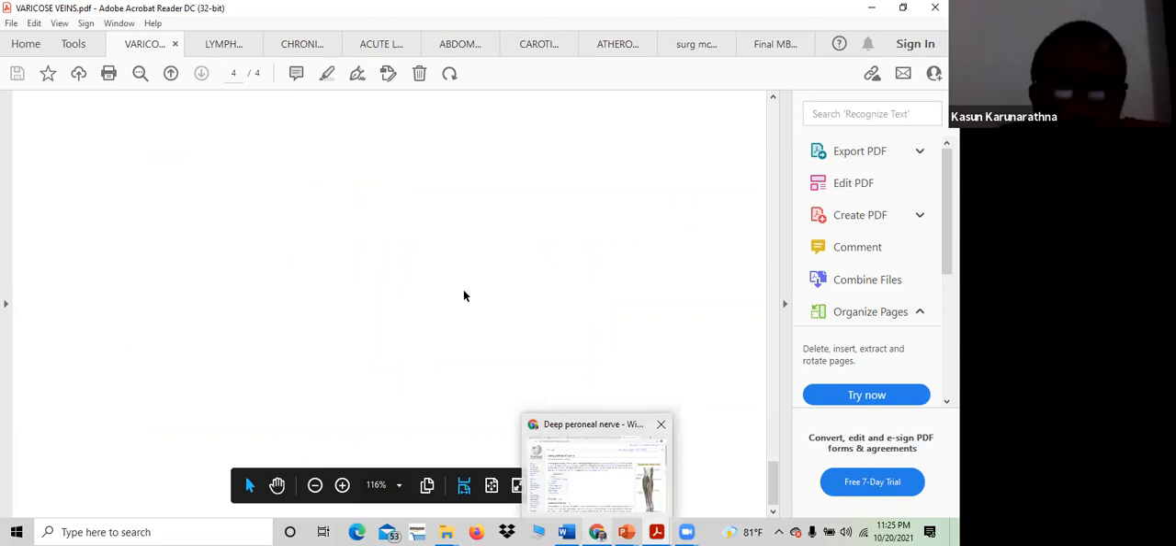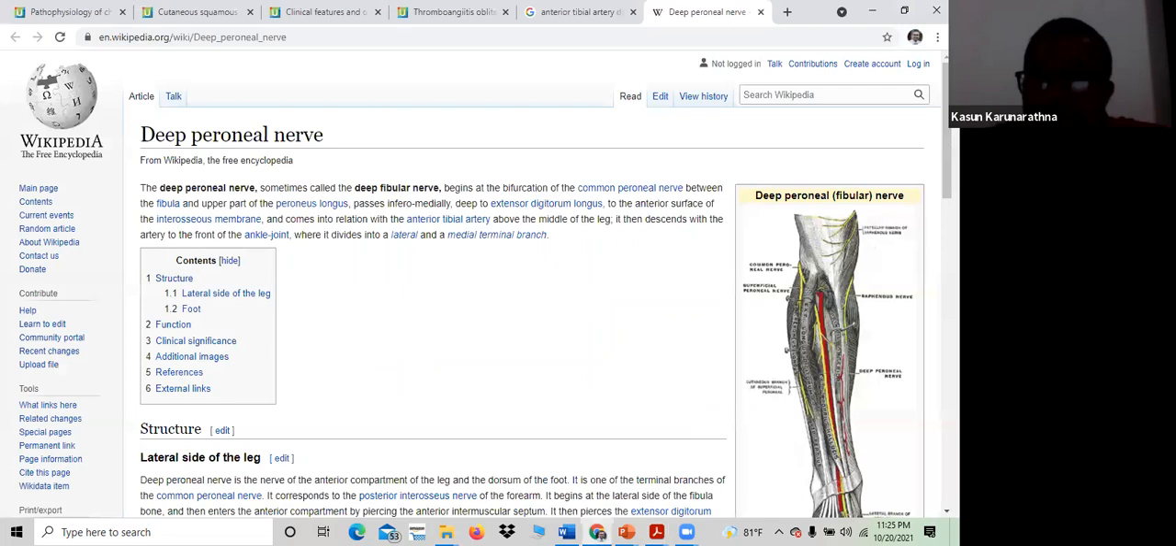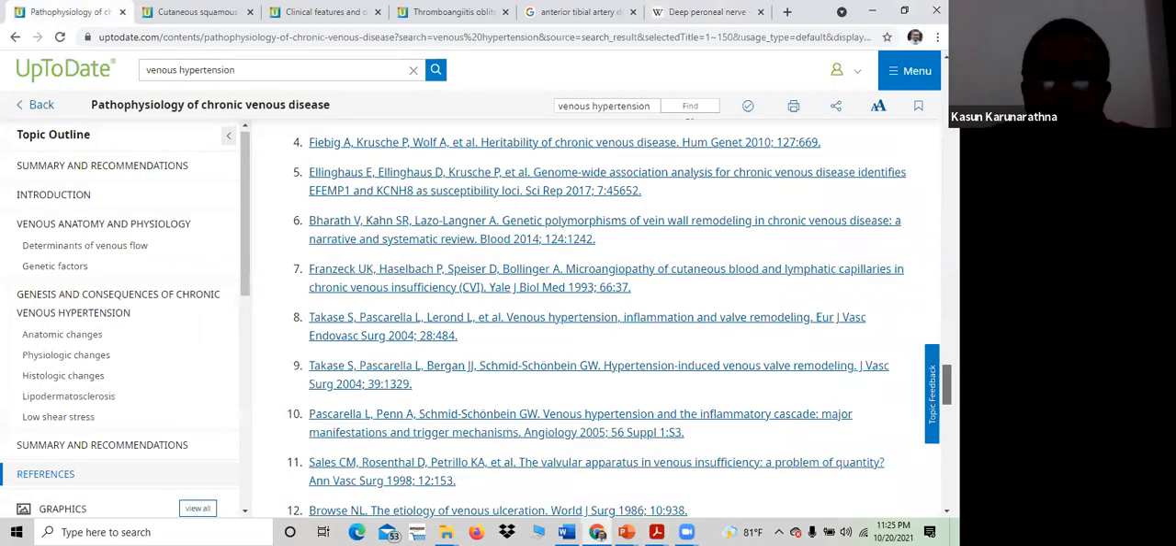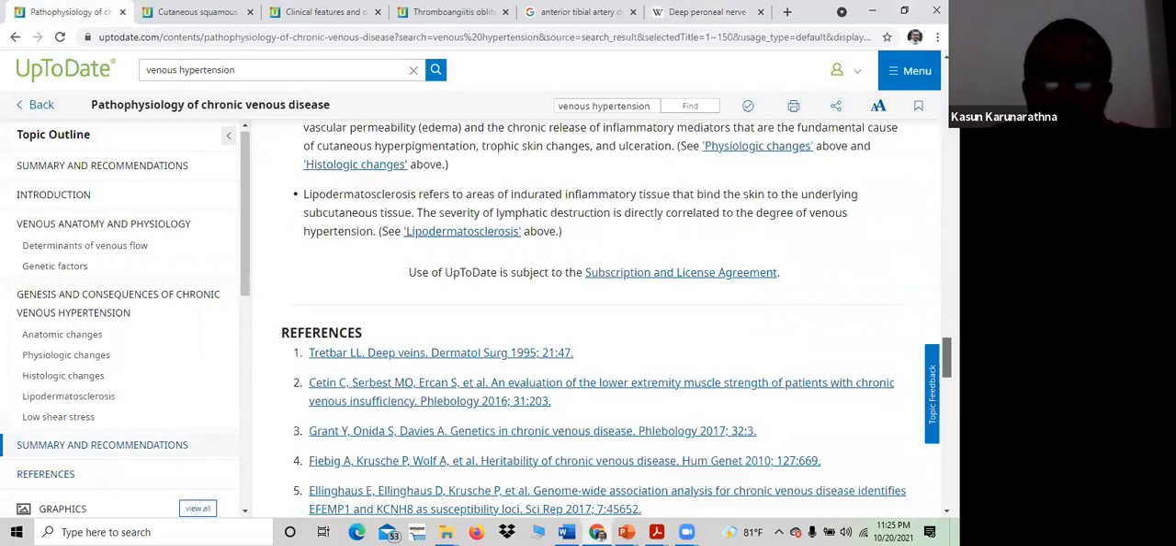And in the venous system, there are deep and superficial venous systems, right?